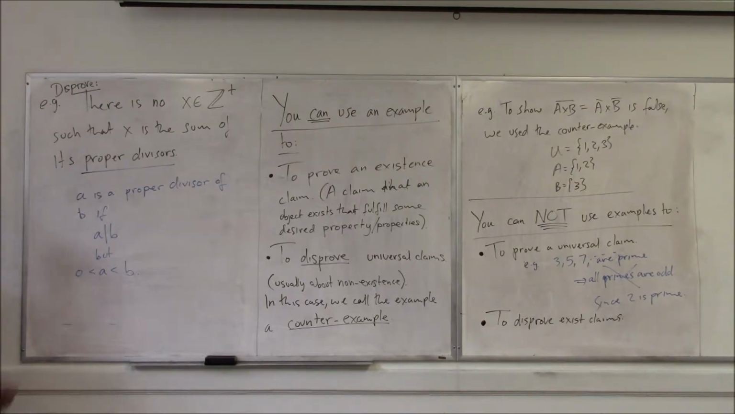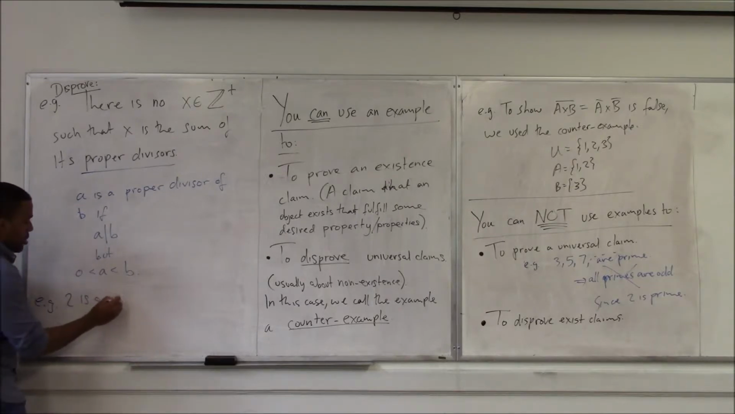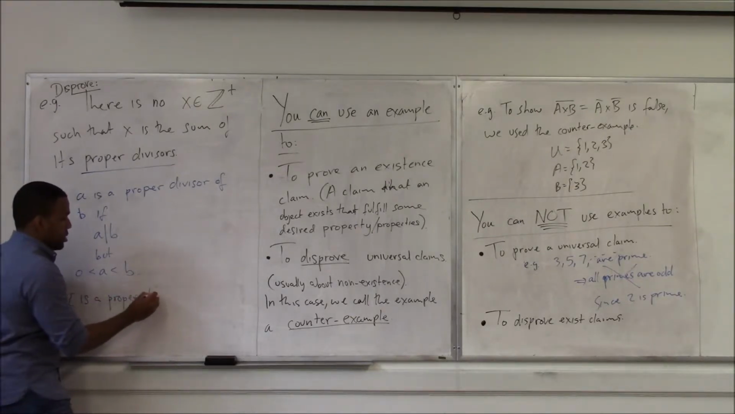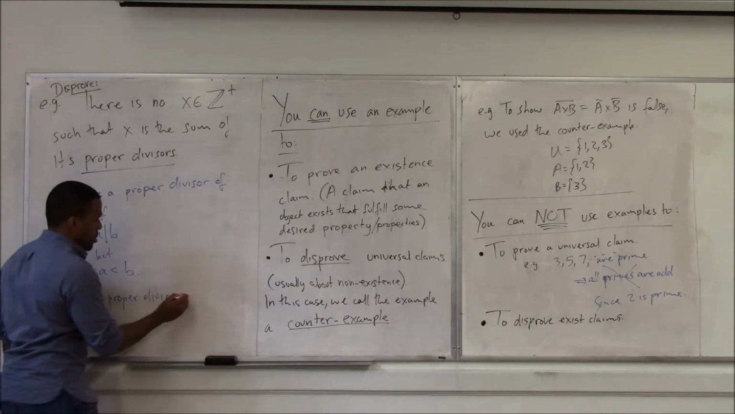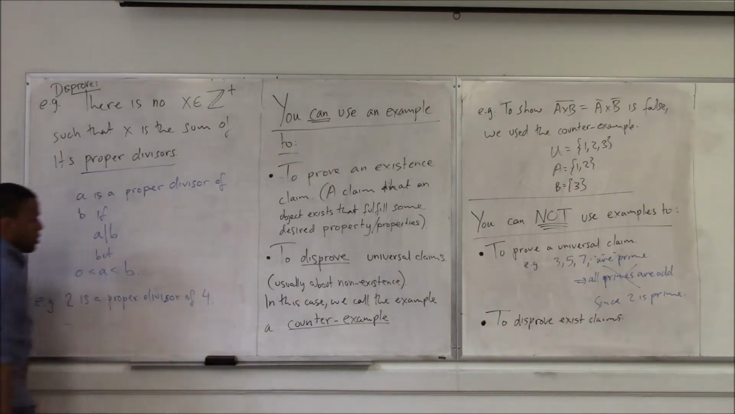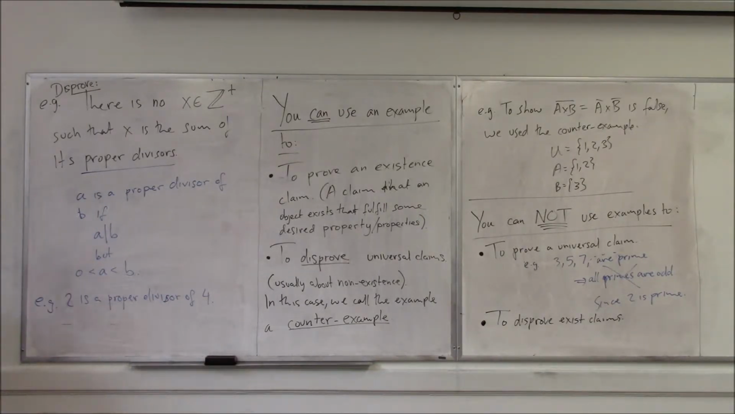Right, so for example, 2 is a proper divisor of 4. So is 1, right? So the only proper divisors of 4 are 1 and 2.